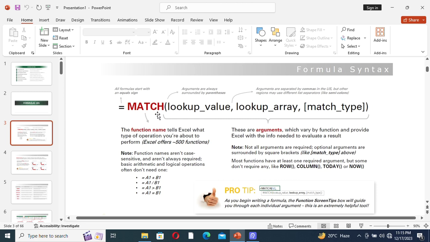This is the match function we are writing here, and this is called an argument. After the parenthesis, arguments are always written in between the parentheses, which are just like round brackets like this, and this is called a comma, but in Excel we call it a separator.